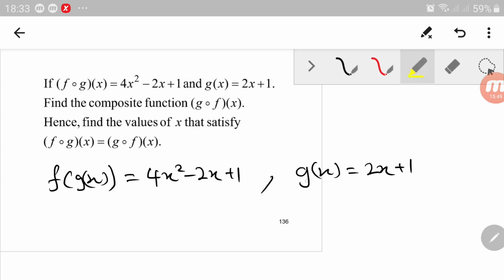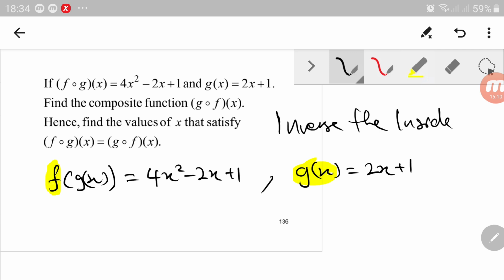Now, the one that we have to find is outside. So, we need to find the inverse of the inside. So, find the outside, inverse the inside. Now, what is the inverse of gx?